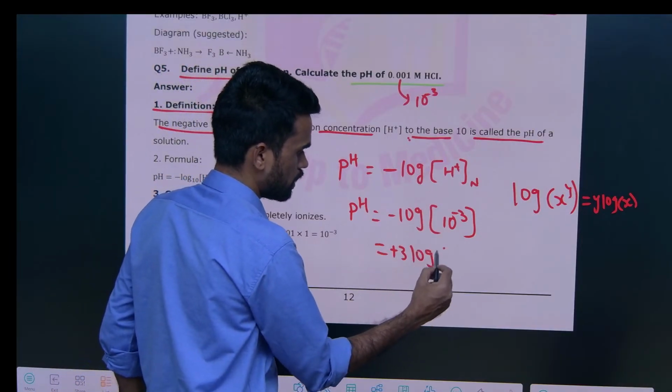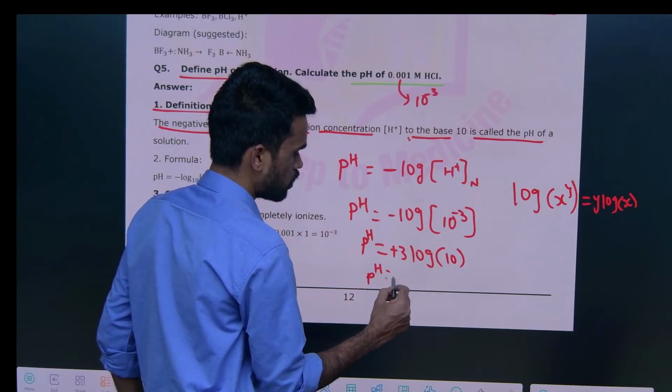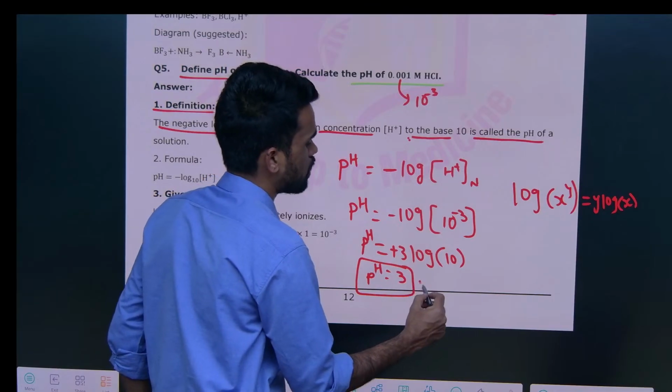Log 10. So what is the value of log 10? It is 1 right now. So your pH value will be 3. That's it. This is the answer for the question.